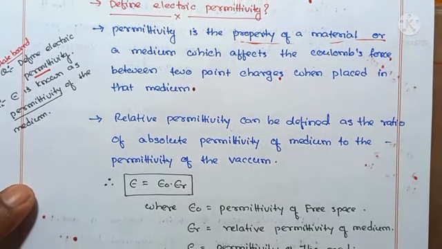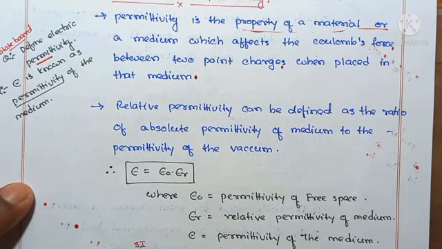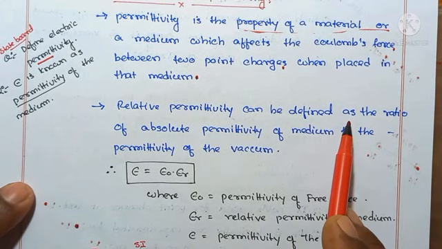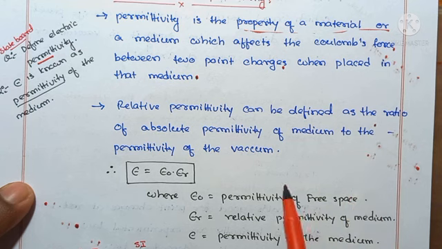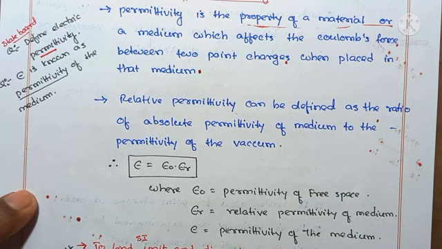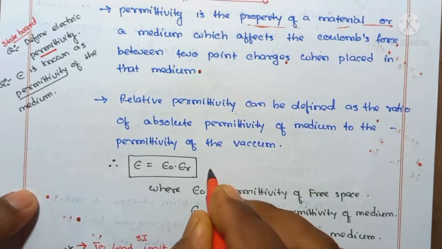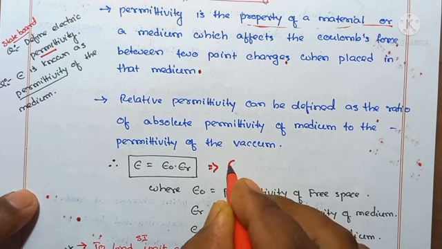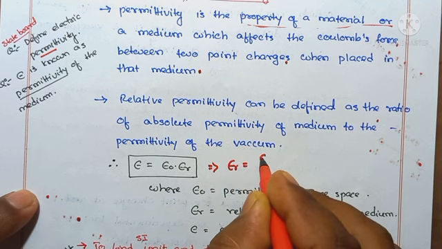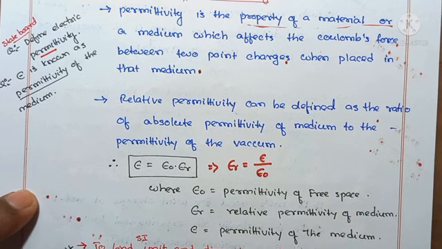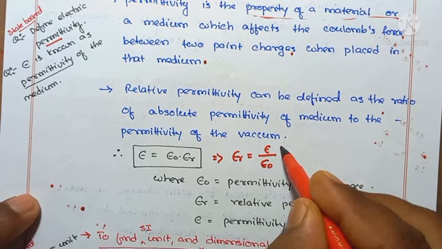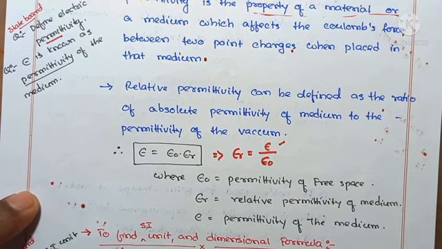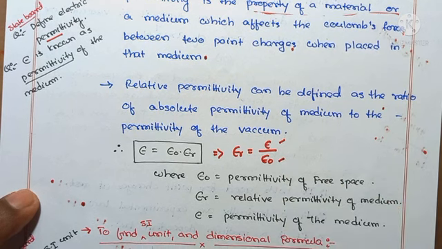What is relative permittivity? The relative permittivity can be defined as the ratio of the permittivity of the medium to the permittivity of free space or vacuum. That means relative permittivity epsilon r is equal to epsilon by epsilon 0, that is, the permittivity of the medium divided by the permittivity of free space or vacuum.